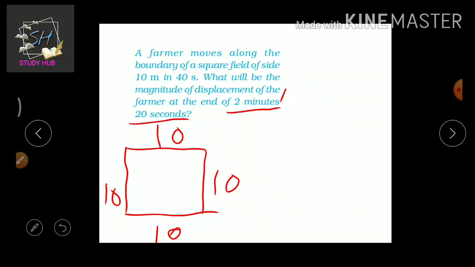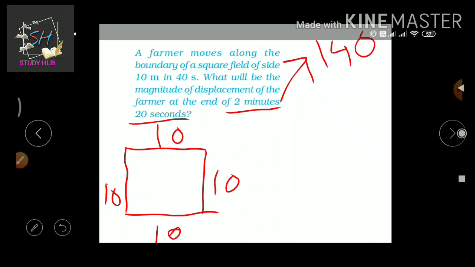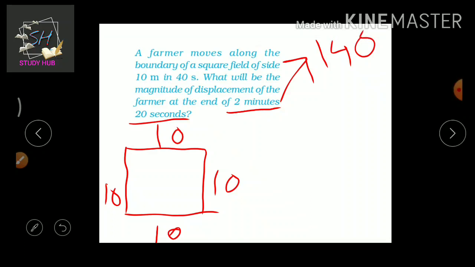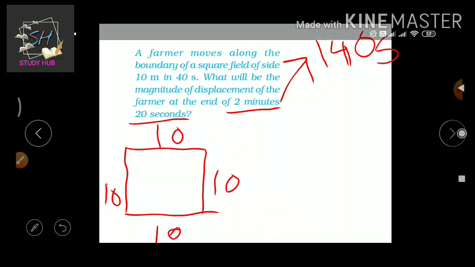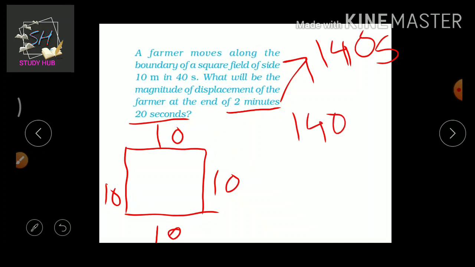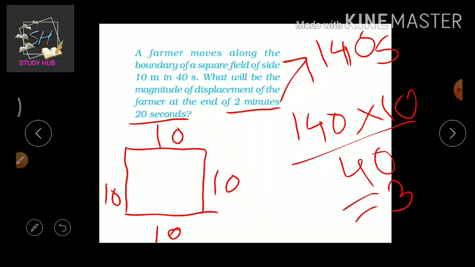Now 2 minutes 20 seconds means 140 seconds. Why 140 seconds? Because 2 minutes means 60 into 2, 120 seconds, and another 20 seconds, that means 140 seconds. Now in 140 seconds the farmer moves, according to the unitary method, 140 into 10 divided by 40. After solving, we will get 35 meter. That means our distance is 35 meter.